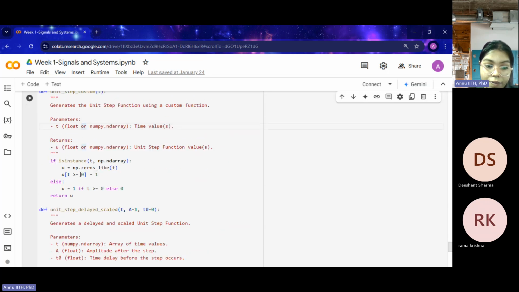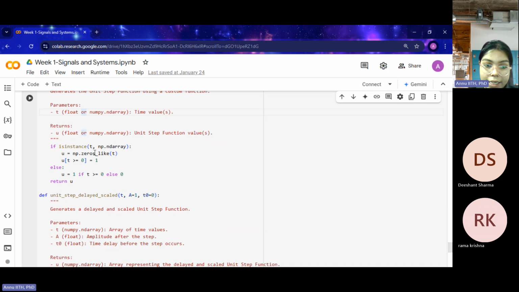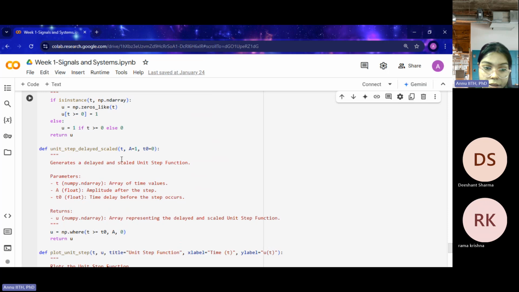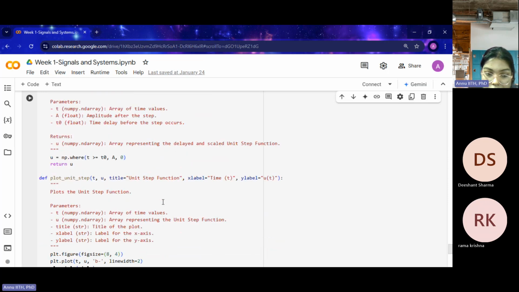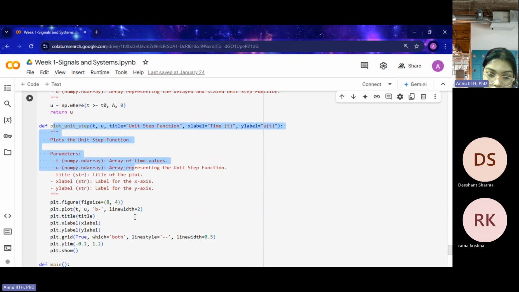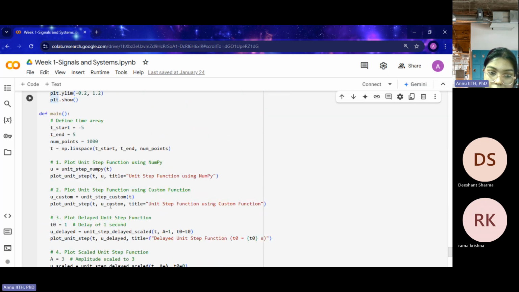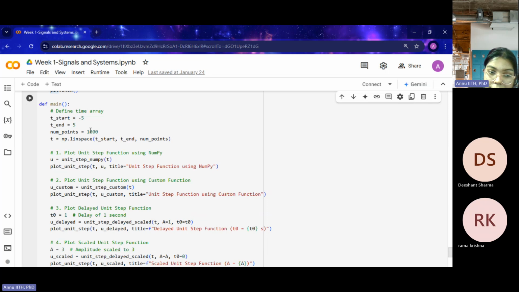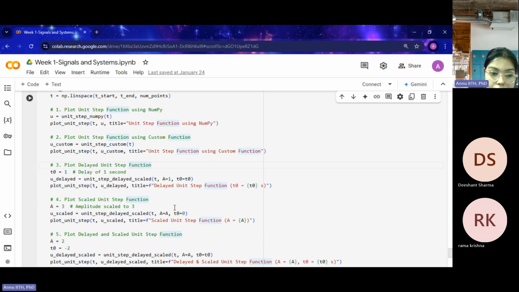And the custom, if we want to keep some of the values, suppose t as an instance. So this is zeros other than t, otherwise it is 1 if t greater than or equal to 0. So if we say delayed version, we are keeping some of the delayed version as a equals to 1, the time delay before the step occurs. It's simply plotting the unit step function. Title and label. So I'm defining t start as -5, number of points is 1000, because these are all acting as random variables. Then plotting the delayed unit step function.